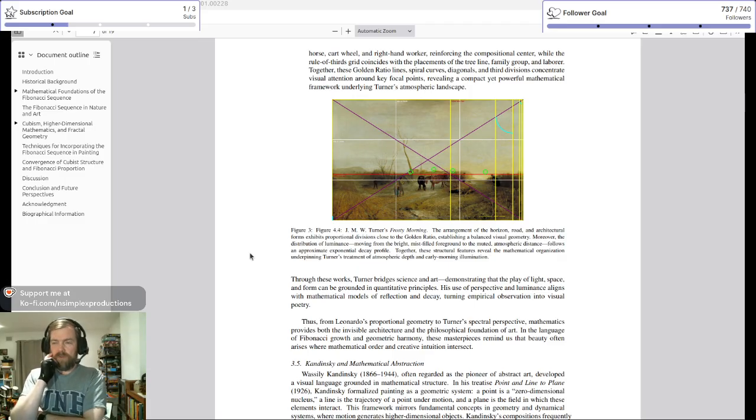Use of perspective, luminance aligns, exponential decay. Thus, Leonardo's proportional geometry to Turner's spectral perspective. Mathematics provides both invisible architecture and philosophical foundation of art. In the language of Fibonacci growth and geometric harmony, these masterpieces remind us that beauty often arises where mathematical order and creative intuition intersect.